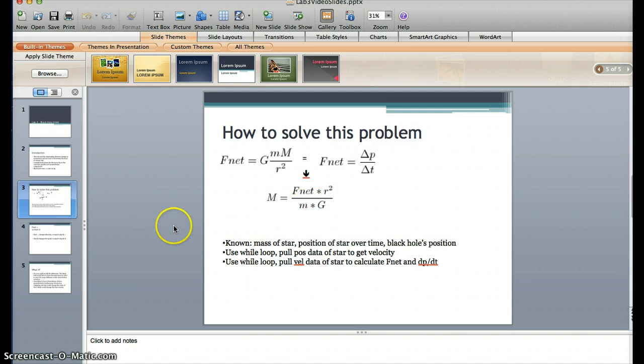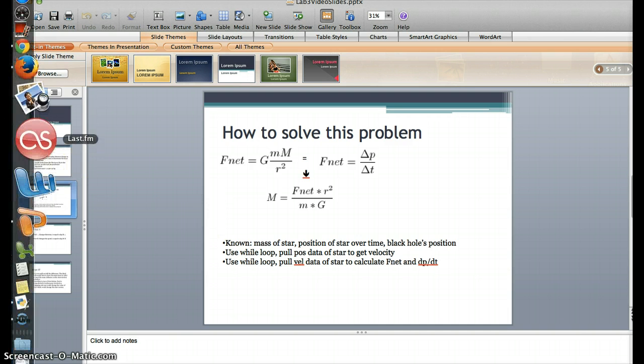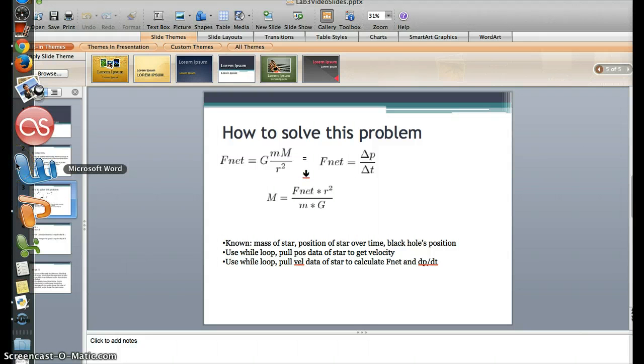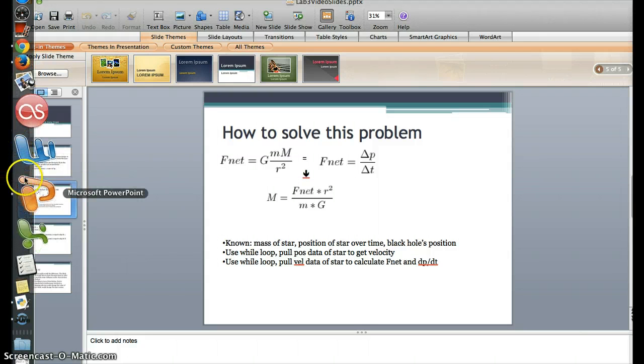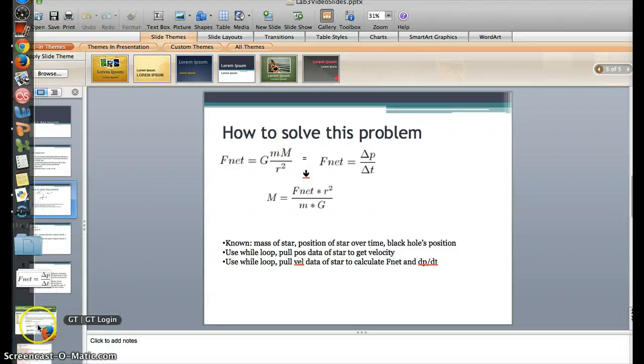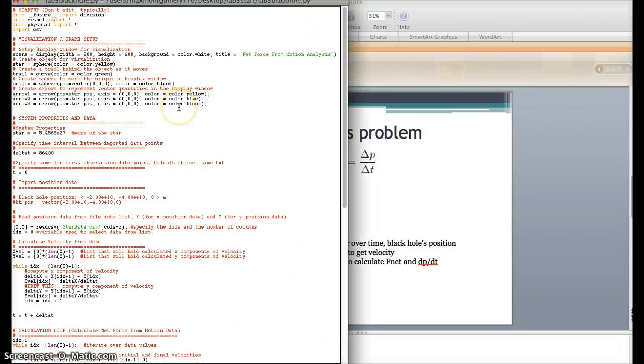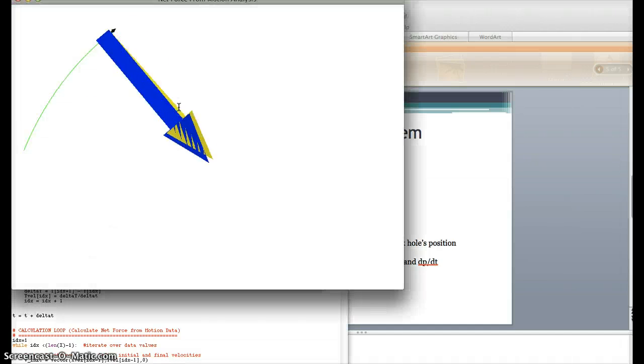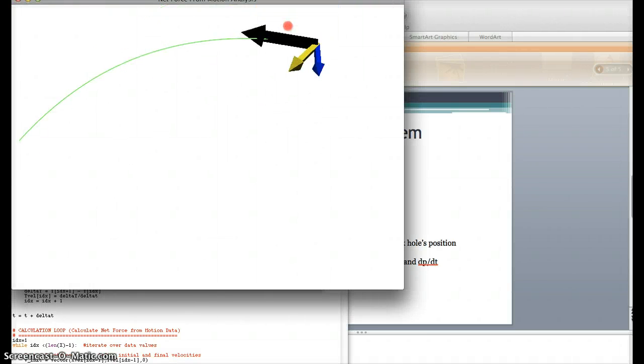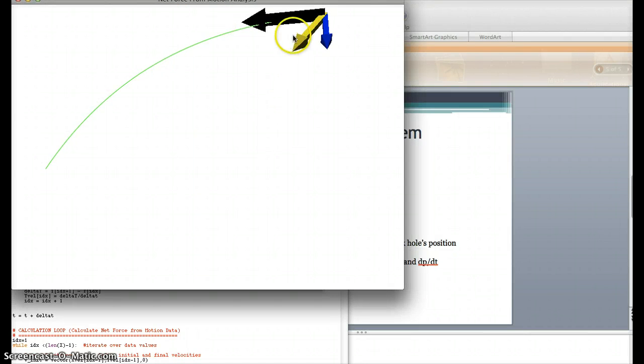The Python code pulls an Excel script that contained position data of the star over a period of time, and then we used that in our Python code in a while loop to update the position and get a velocity vector, which we then use to calculate the net force and change in momentum. So here is my model. As you can see, the black arrow represents the parallel component of net force, the blue arrow represents the perpendicular component, and the yellow arrow is the net force vector.